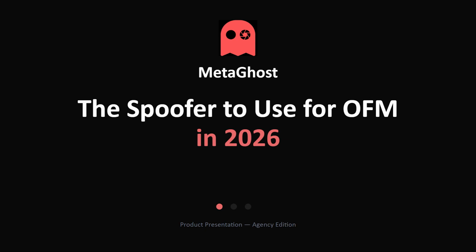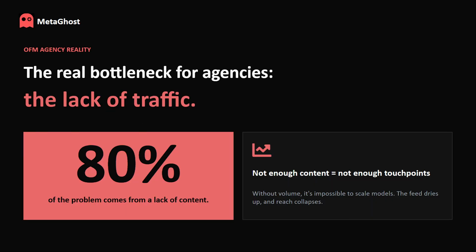Today we're going to look at what I believe is the best spoofer for OFM in 2026. The real problem most agencies face is a lack of traffic, and in many cases that problem actually starts with a lack of content. It's either that models don't always provide enough content or that they don't always provide content consistently, and because of that the quality can vary significantly from one batch to another. Usually only a small percentage of the content received is actually suitable for large-scale distribution. As a result, there simply isn't enough content being published, and there aren't enough opportunities to generate reach.